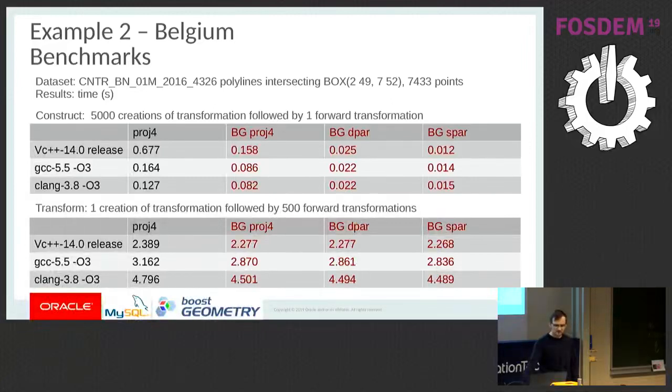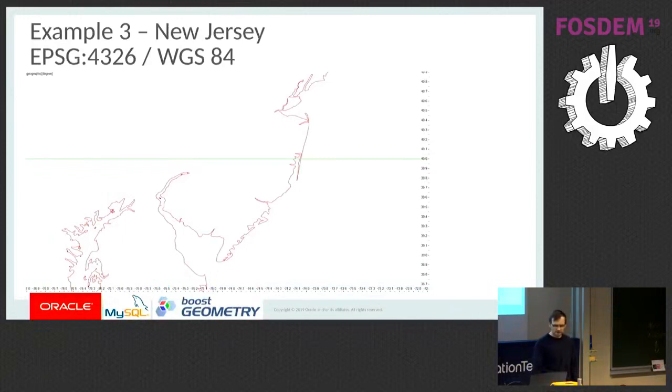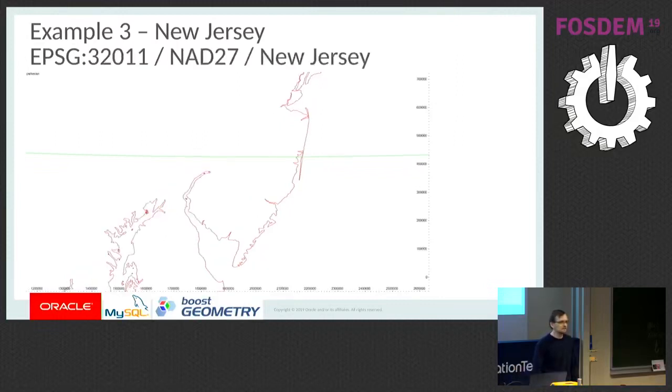And this is the last example, New Jersey. I'm showing New Jersey because, as you will see, it uses North American Datum 27, which requires grid shifting. So instead of transformation between ellipsoids using a set of numbers or an array, we are transforming between ellipsoids using grids. So a lookup table, basically.